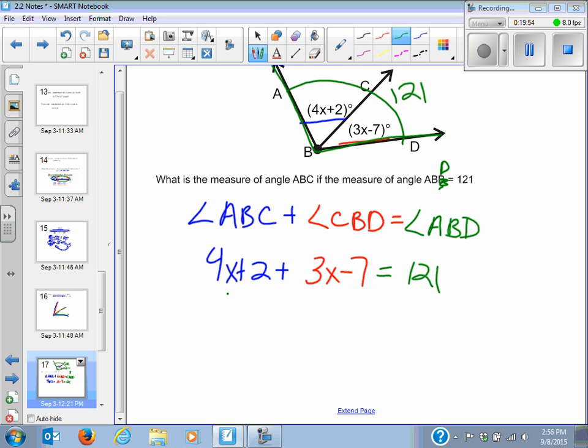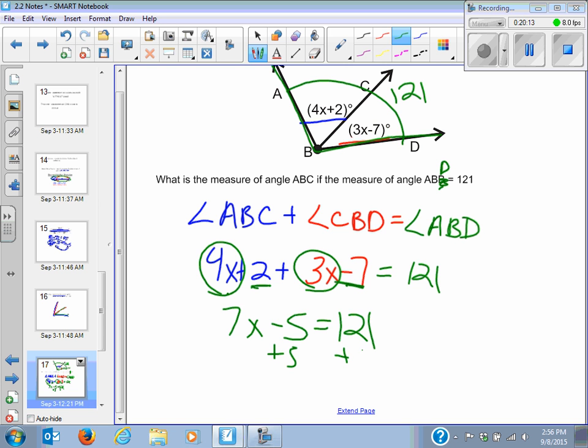Again, you're going to combine like terms. I'm not moving from one side to the other, so I can actually say 4x plus 3x, which is 7x, and then I'm going to add a 2 and a negative 7, which gets me to negative 5, and that equals 121. And then add the 5, and you can finish the rest of the problem off.